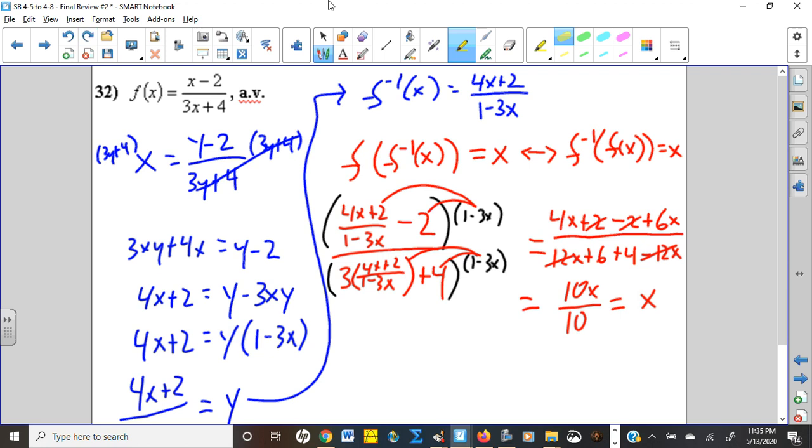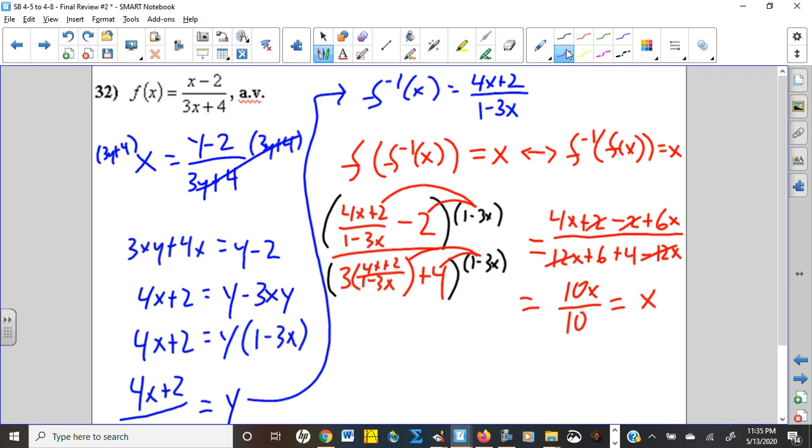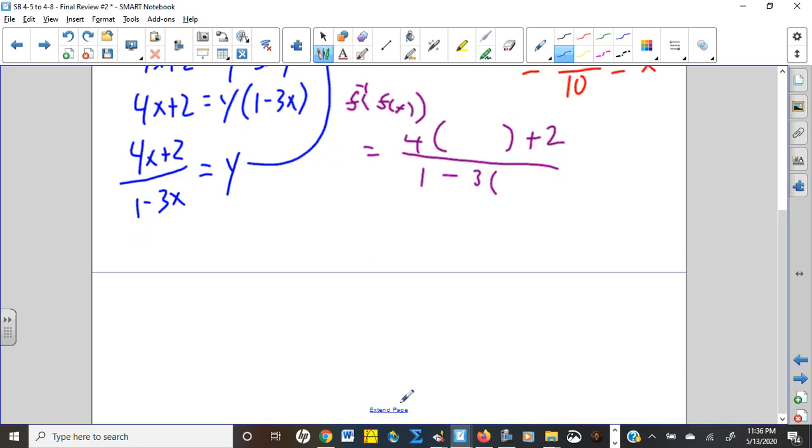Now, you may want to see this in live action, so I saved the other direction for you here. This time we're going to take f inverse and put f into it. The first thing I'm going to do is say f inverse is 4 times something plus 2 over 1 minus 3 times something.